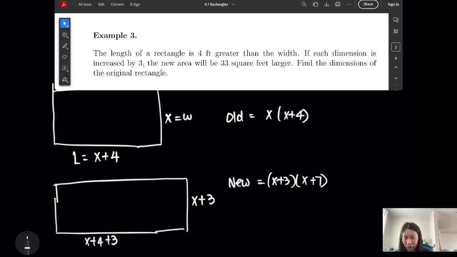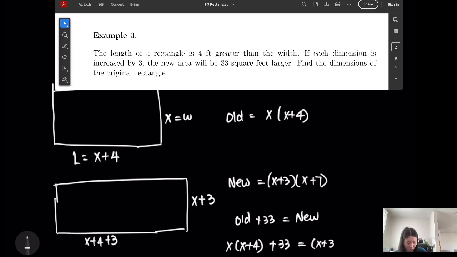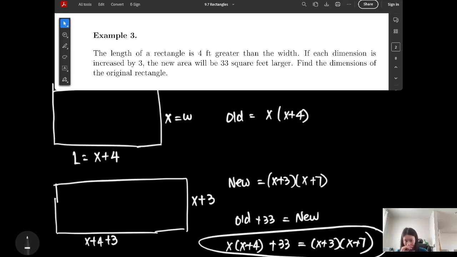And what do we know? The new area will be 13 square feet larger. So that means the old area plus 13 is equal to the new area. With these, we can set up the equation as x times x plus 4, plus 13, equals x plus 3 times x plus 7. So here is the equation. And then how do we solve it?